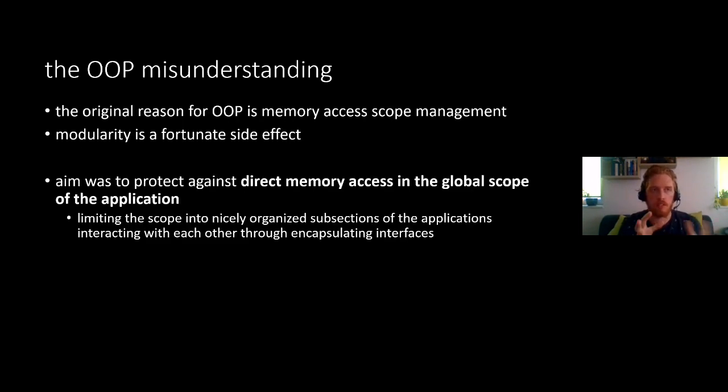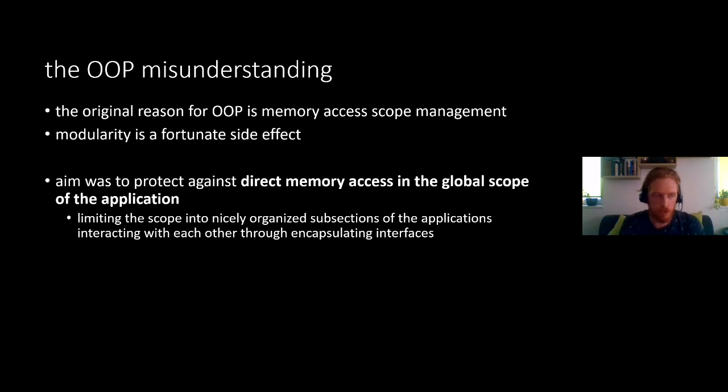So to simplify these things and the problems that were arising in connection to those, object-oriented programming was invented as a memory access scope management. The aim there was to protect against direct memory access in the global scope of the application. When we had the first application written in C, let's say, where the scope was global, essentially any part of the application could modify the memory and the data located in any other part of the application. So the side effects of functions were global.